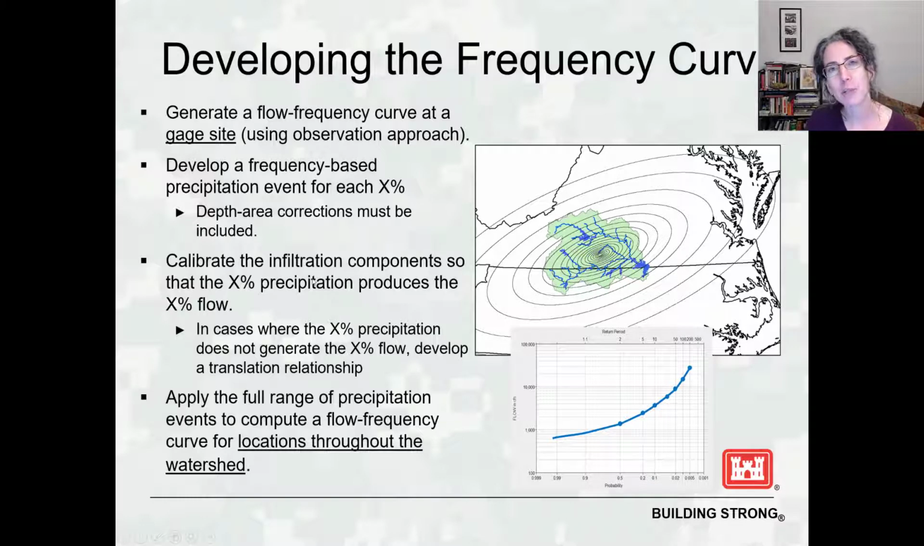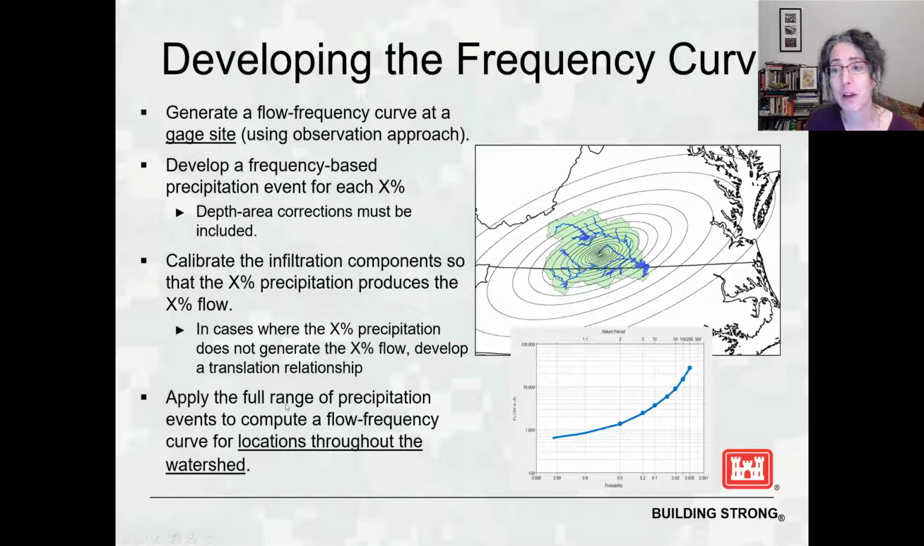Next, we're going to calibrate the model to that flow frequency curve at the one site. We're going to calibrate the infiltration components so that the X% exceedance precipitation produces the X% exceedance flow. In some cases, it won't be possible to find infiltration components that make sense and can line up the X% precipitation to the X% flow. In that case, we just have to keep track of what exceedance probability of precipitation is going to line up with what exceedance probability of flow.